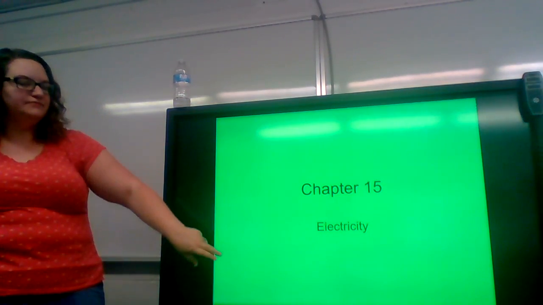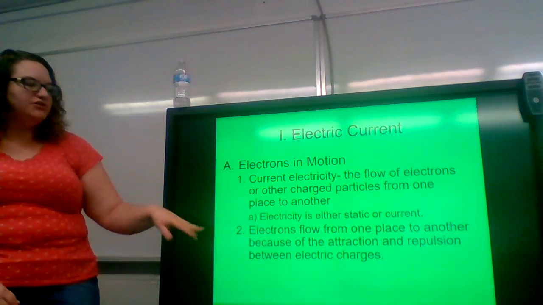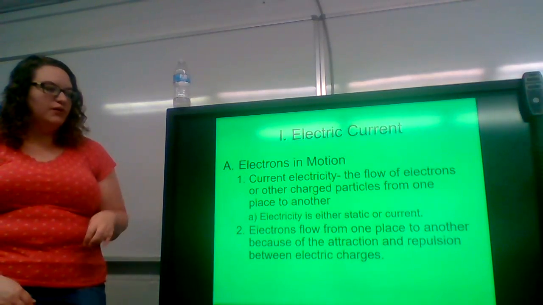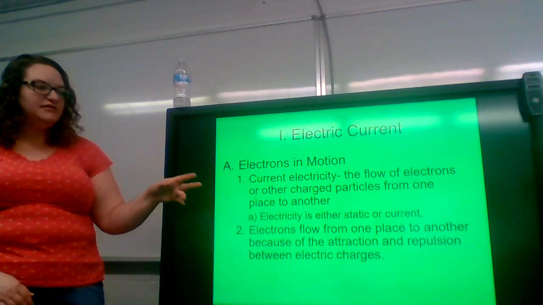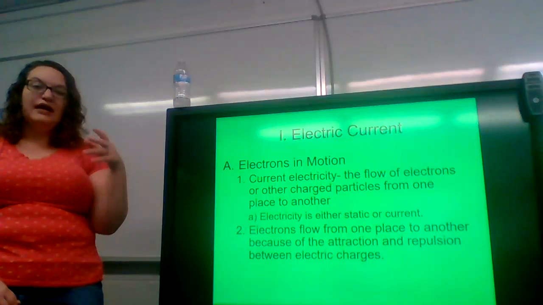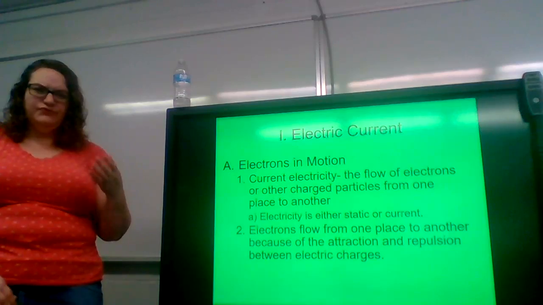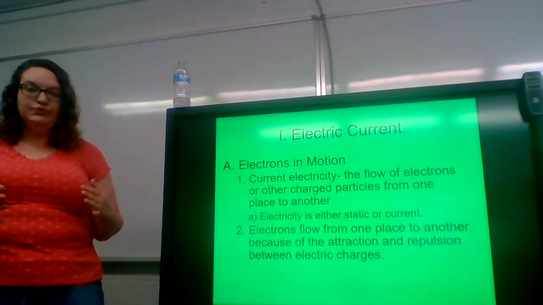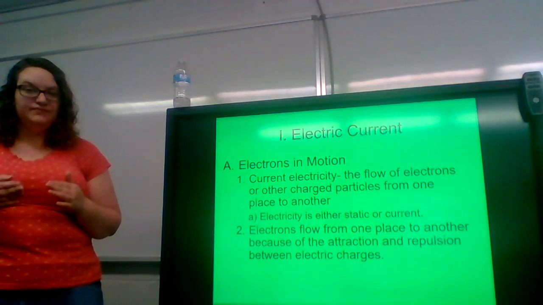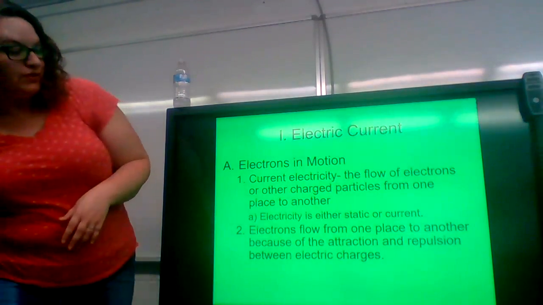So, electricity. All right, electrons in motion. Current electricity, which is the flow of electrons or other charged particles from one place to another. All right, electricity is either static or current. Okay, we've talked about static electricity in chapter 13, how it's stationary electricity, it's there, it has the potential to move, it's just not being moved yet, but it has all the energy there to move. Then you get current electricity. This is when electricity is in motion. Okay, the electrons are moving around, they are causing electricity to move.